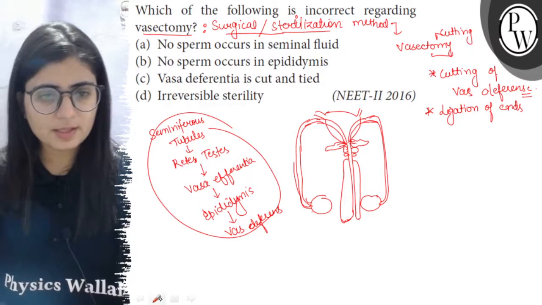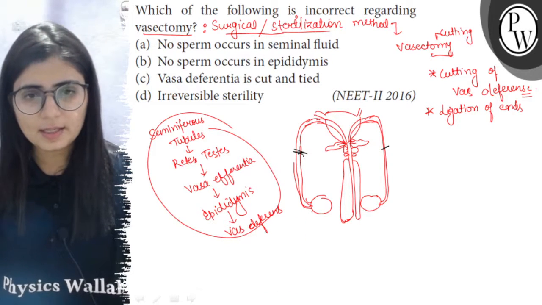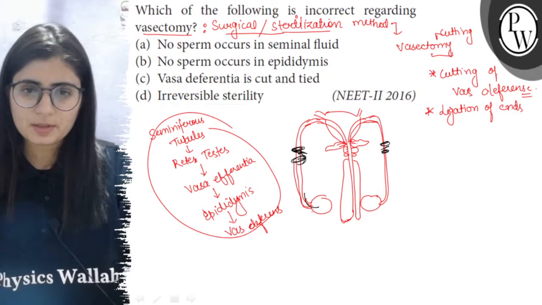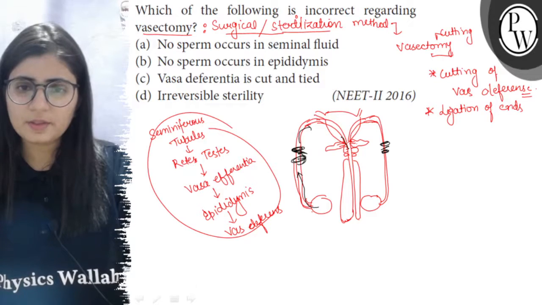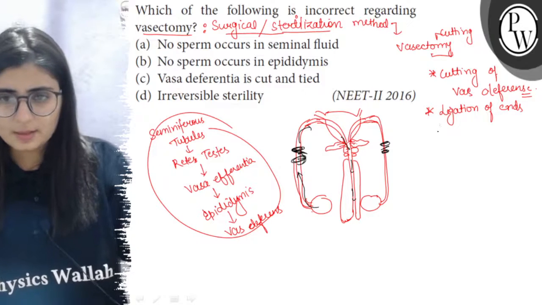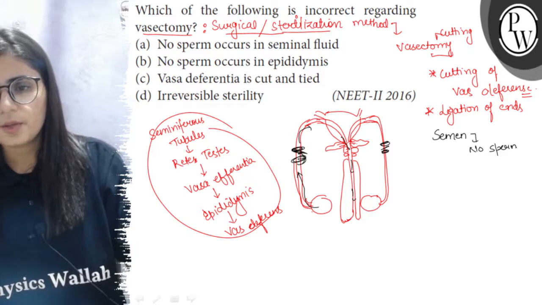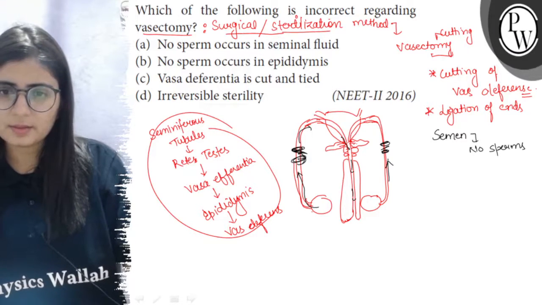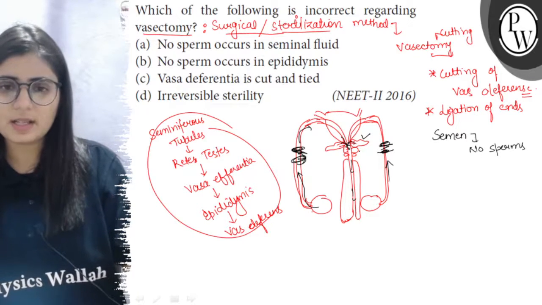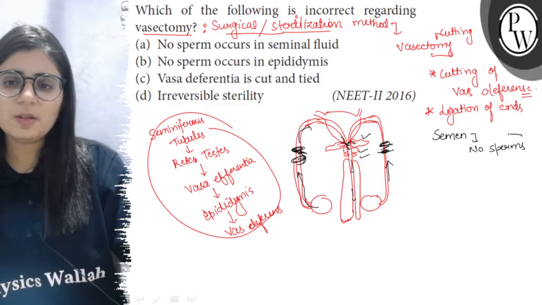So in this method, what is done, that the vas deferens, here the cuts are given and the ends are tied with the surgical threads. So the sperms cannot now leave the urethra, and the semen here is not having sperm because the sperms are not carried further, the pathway is blocked. But here the seminal fluid will be released by the seminal vesicles, the prostate glands and Cowper's gland. So there will be the fluid, but there will be no sperms in it.